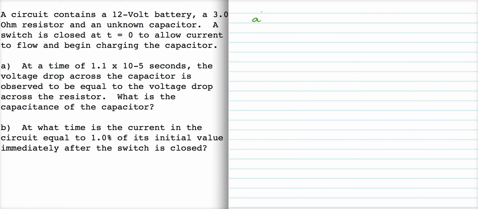For part A of this problem, a key part of the problem statement says that the voltage drop across the capacitor is equal to the voltage drop across the resistor. Okay. Well, I know that the loop rule tells me the voltage drop across the resistor plus the voltage drop across the capacitor has to equal the EMF, right?